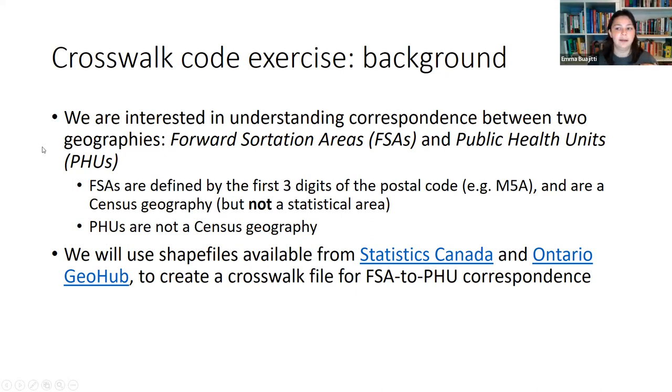So let's take as our premise that we are interested in understanding the correspondence between two levels of geography: one, the forward sortation areas, and two, the public health units. Forward sortation areas, as I already said, are spatial areas defined by the first three digits of the postal code. They are census geography, so we have census data available at the FSA level. PHUs, or public health units, are not a census geography. We do not have census profiles at the PHU level, but they are larger than FSAs. So we can realistically think that we can aggregate FSA data into public health units.